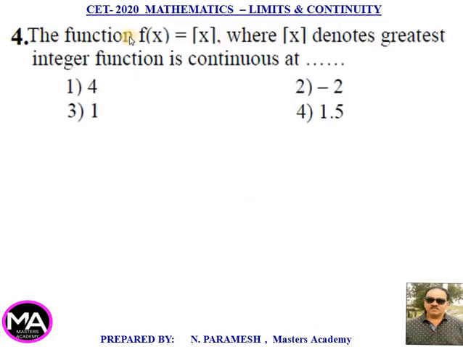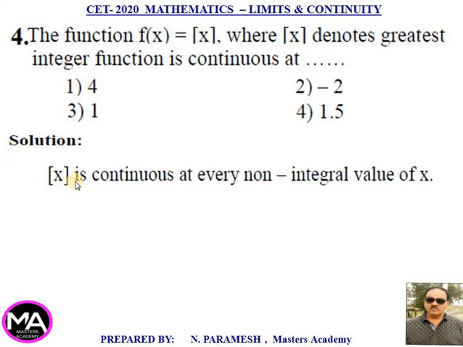Fourth question: the function f of x is equal to greatest integer x, where greatest integer x denotes the greatest integer function, is continuous at, 4 options are given. Solution: greatest integer x is continuous at every non-integral value of x, that is equal to 1.5, that is there in option fourth one.